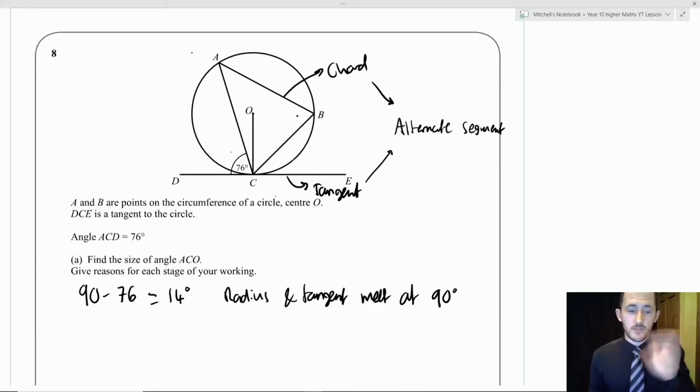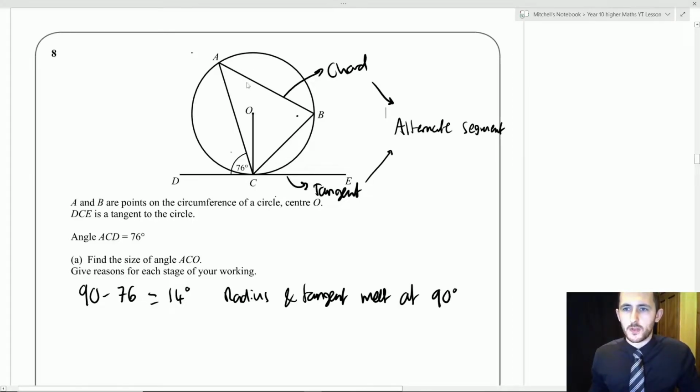So in general, if you ever see a chord and a tangent, think alternate segment theorem, okay? Now what it states, and it's very complicated, but the angle made by the chord is the same as the opposite angle on the tangent. So can you see that this angle here is opposite 76, right? It's like looking away from it, it's going away. Okay. Does that make sense so far?